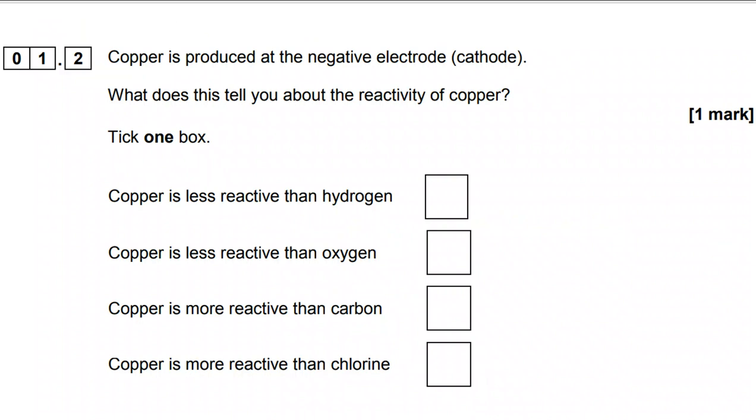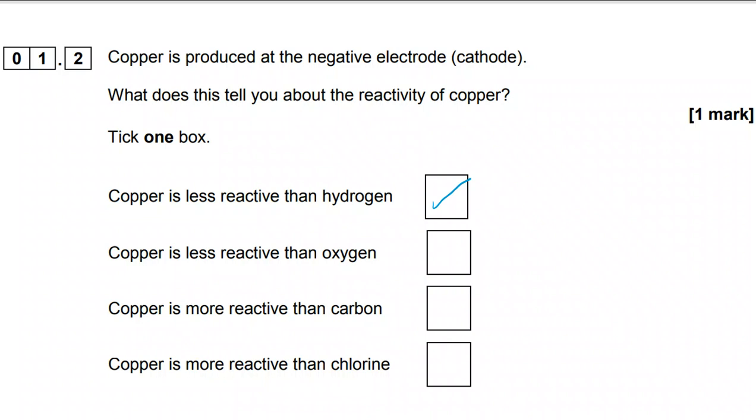Now, copper is produced at the negative electrode, but that wouldn't always be the case. It's dependent on the metal. So what does it tell you about the reactivity of copper? And what we're looking for is that copper is less reactive than hydrogen.